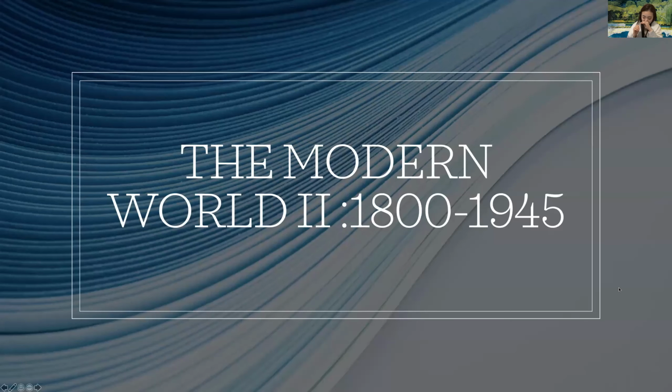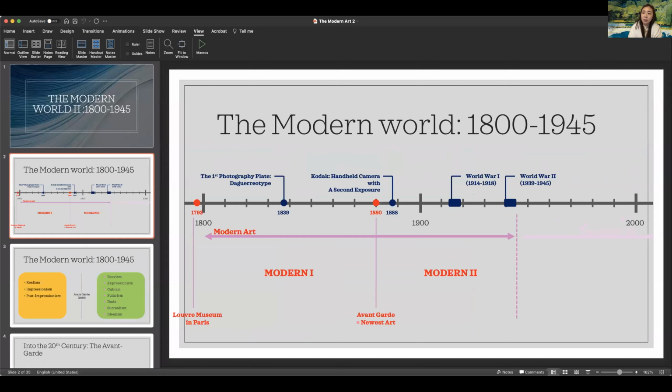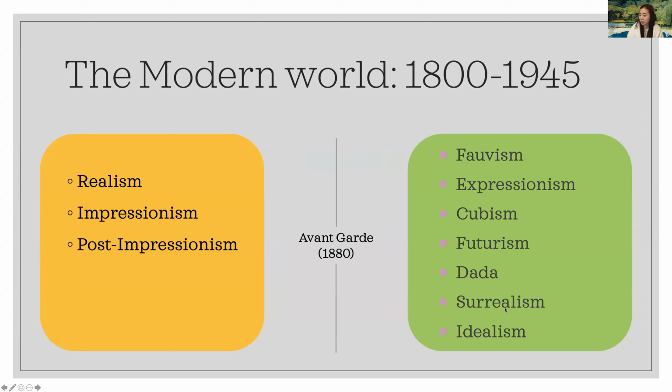All right, so we are going to continue to see the modern art today. The modern art is divided into two periods: before avant-garde and after avant-garde. In the last meeting, we learned before avant-garde: realism, impressionism, post-impressionism, right?